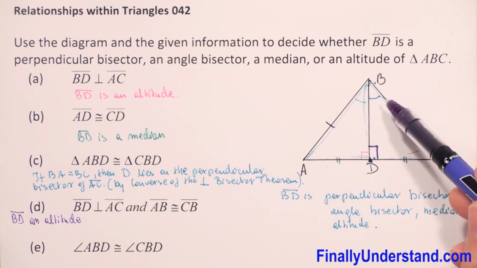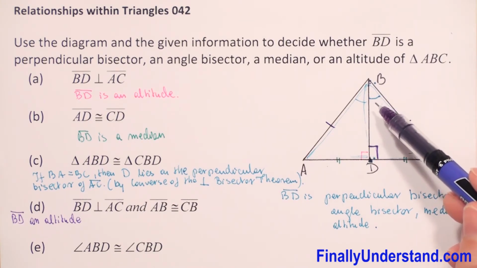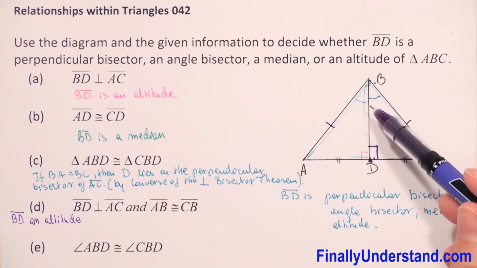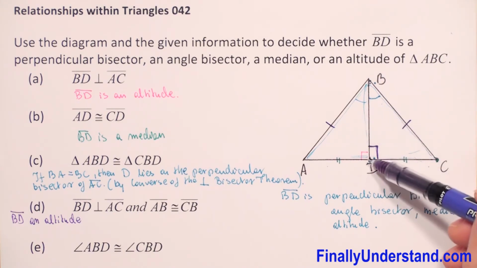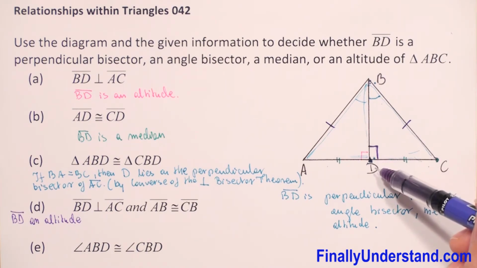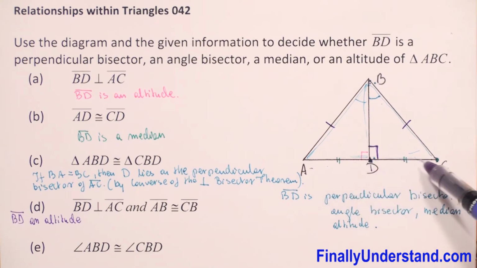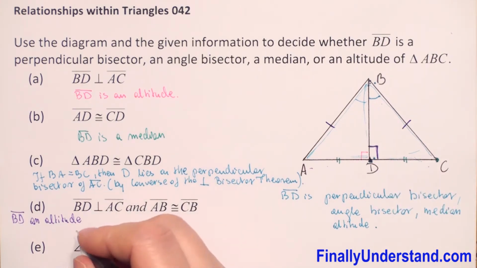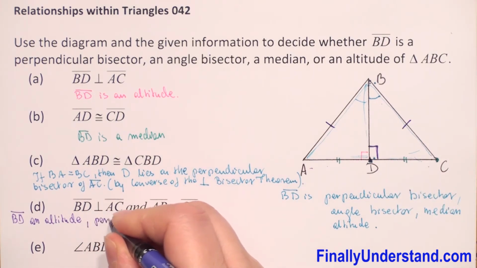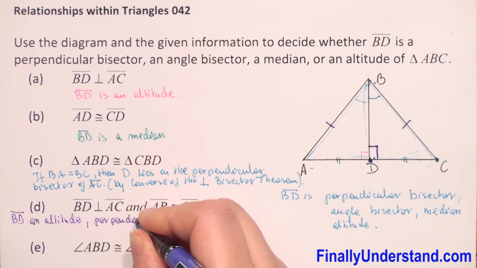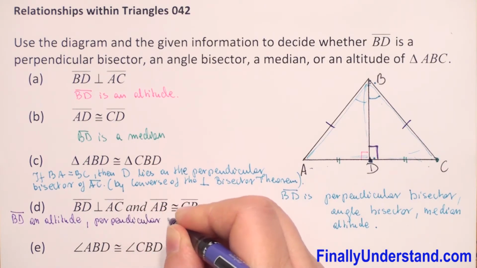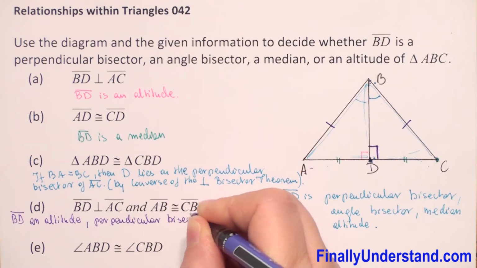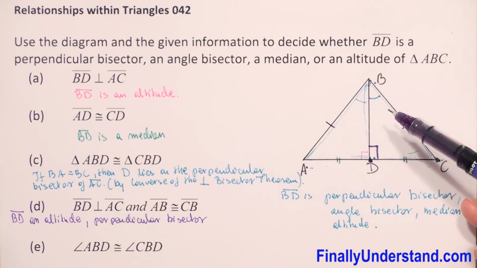So by the converse of the perpendicular bisector theorem, we have that D lies on the perpendicular bisector of AC. So it means that BD is perpendicular bisector.